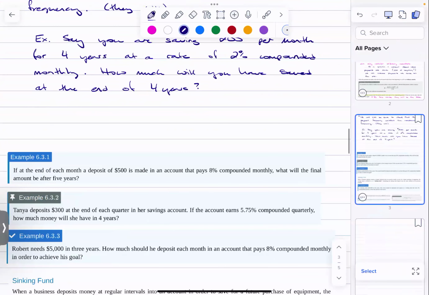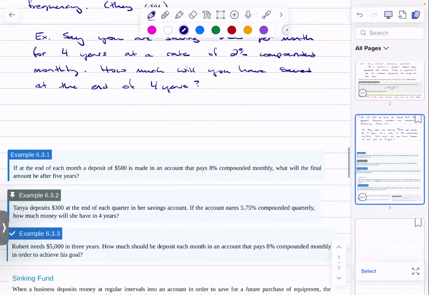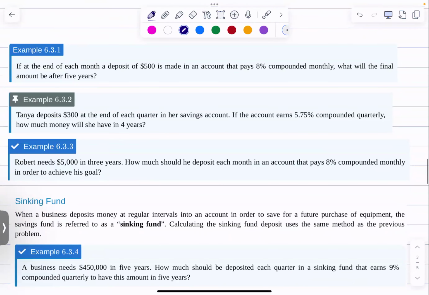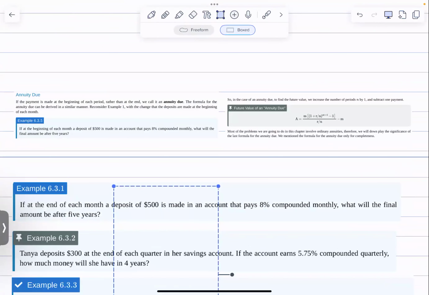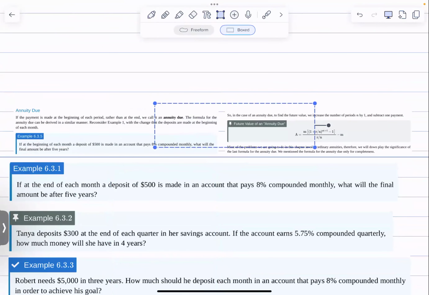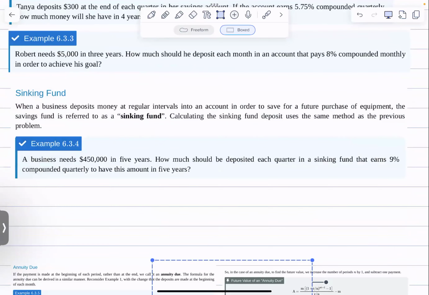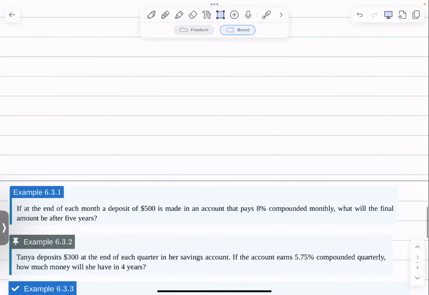I need to make more room. Oh, I have a page. Let me just. Oh, that's confusing. Move these down. Just little guys.